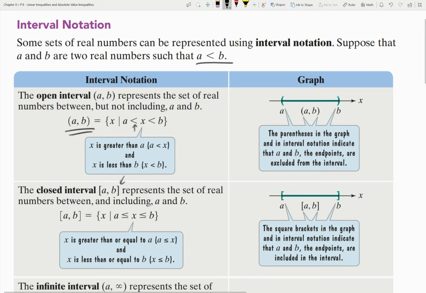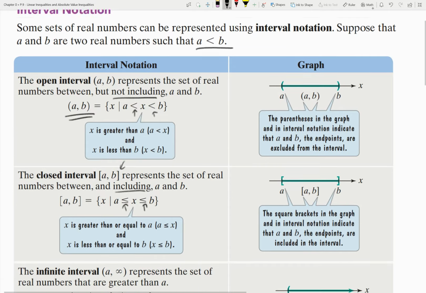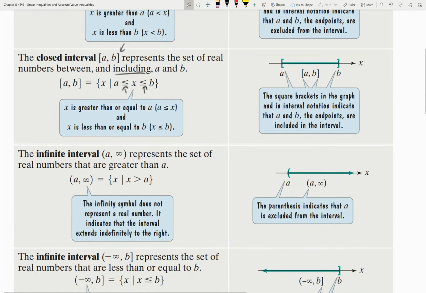So the open interval, you can see that these are less than signs, but with a closed interval, you now have less than or equal to symbols. So my closed interval, A, B, represents the set of real numbers between and including A and B. So these include the endpoints, or it can be thought of as a closed circle. And again, we can use the symbol for my set, which is the brackets, instead of the closed circle or the open circle. And then we have our infinite intervals.